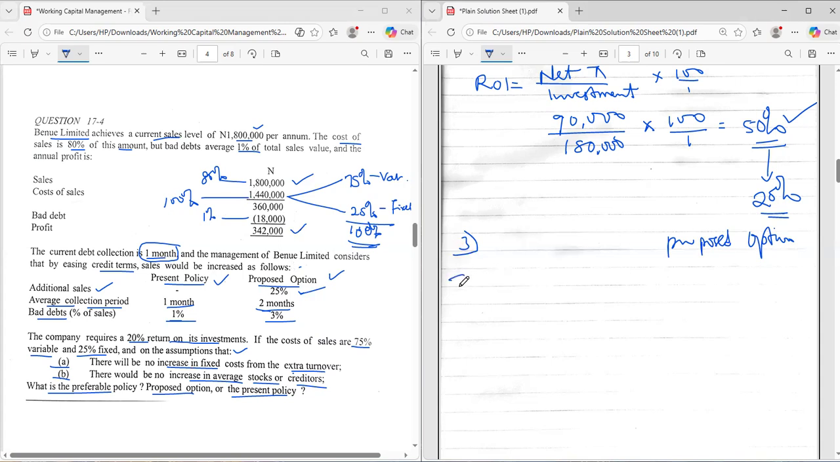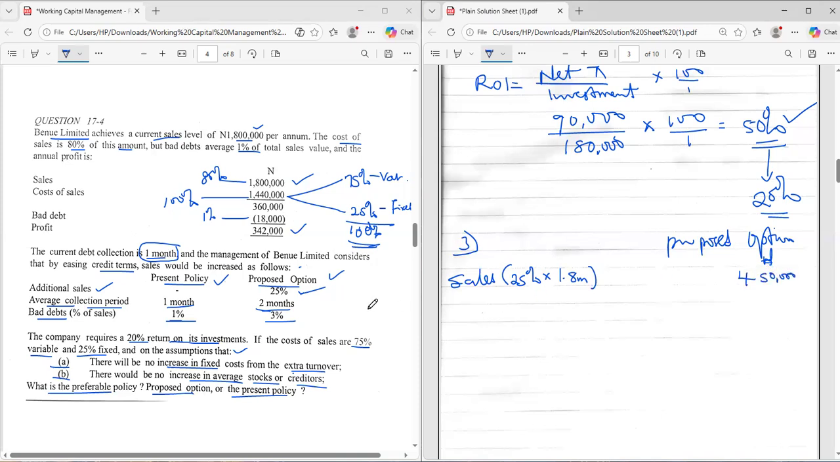So what will happen to sales? How much was sales before? 1.8 million. What will happen to sales? Additional sales will be how many percent? 25%. So run it for me. We have additional sales of 25% of 1.8 million. That is 450,000.